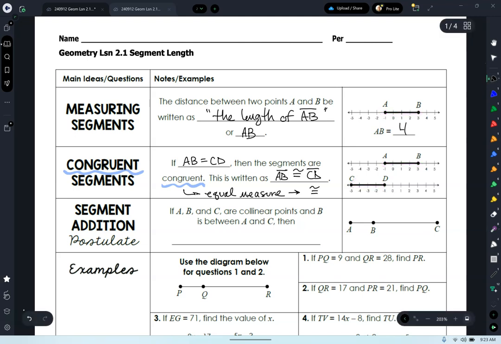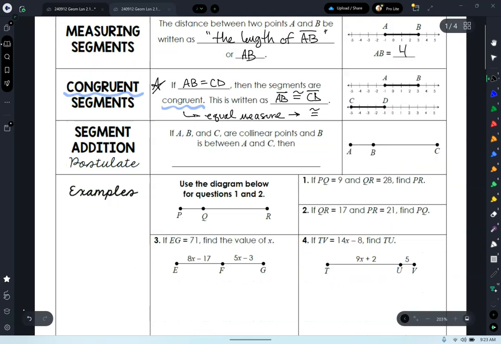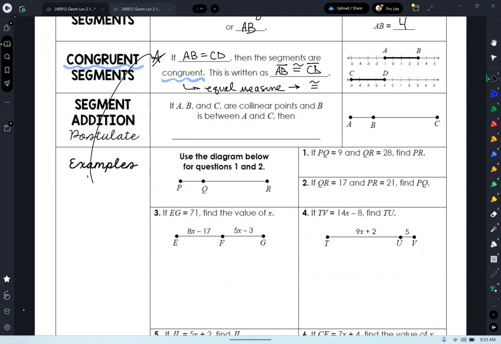Okay, so let's clarify this just a little bit. So put a star here, and then let's swoop a little arrow down here to this blank space, and we're going to first start off writing out figure language.